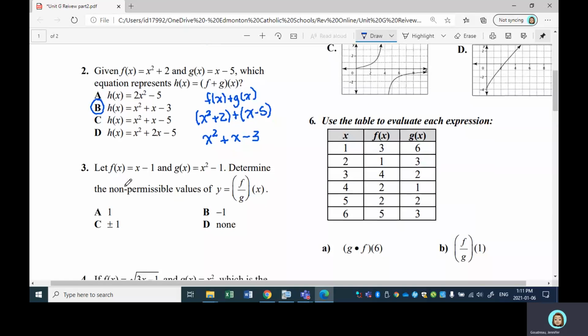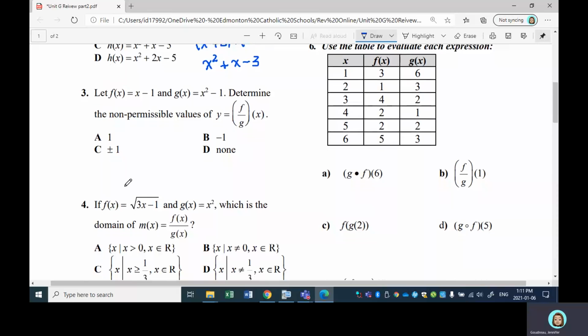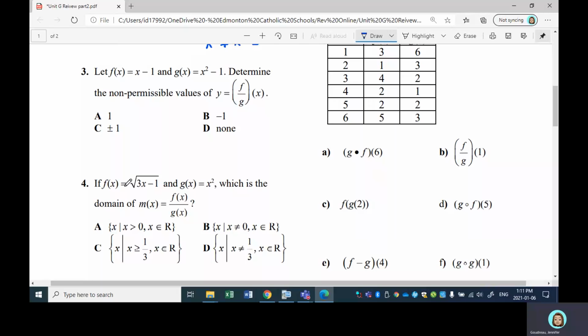Question 3 says, let f at x equal x minus 1 and g at x be x squared minus 1. Determine the non-permissible values of f over g at x. So f over g at x just means f at x over g at x, which means x squared minus 1 is going to be in the denominator. So our non-permissible values are going to come from where g at x is equal to 0. So x squared minus 1 is equal to 0.